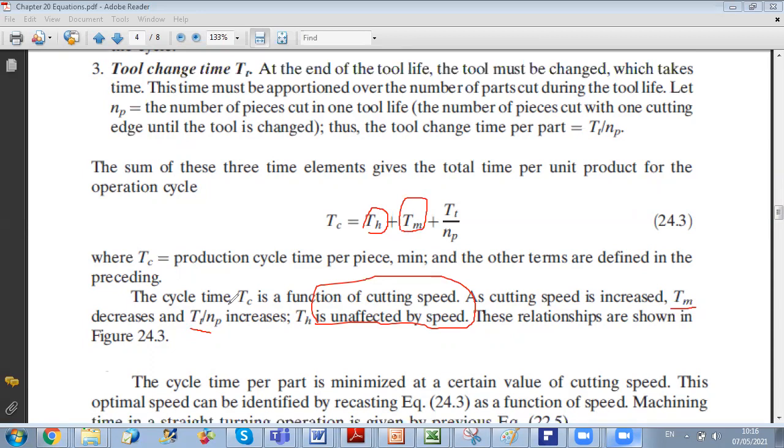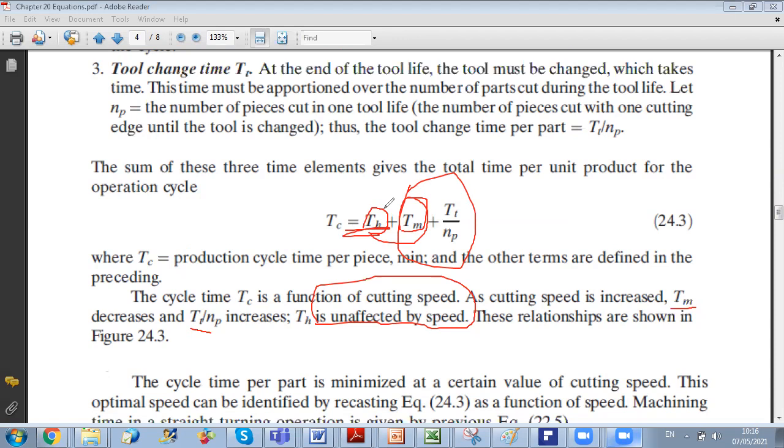Because the tool wear increases though. Very good. Because when you have higher speed, the tool wear will increase, and therefore we need to change the tool more frequently. So these two parameters are affected by the cutting speed, the machining time and the tool change time, while TH is a constant relative to the cutting speed. It just depends on the time to put the setup and to unload the parts.